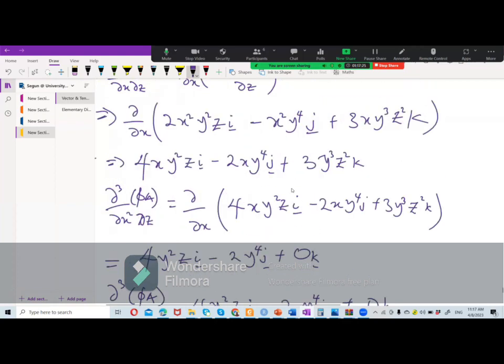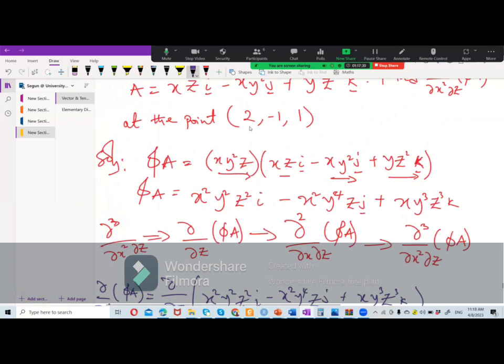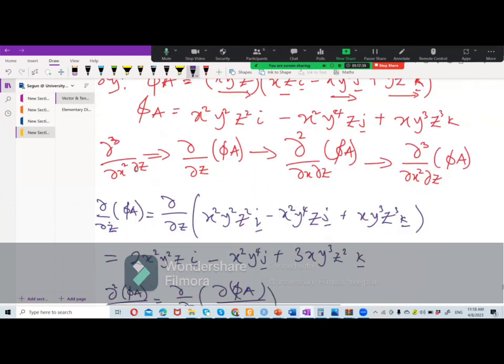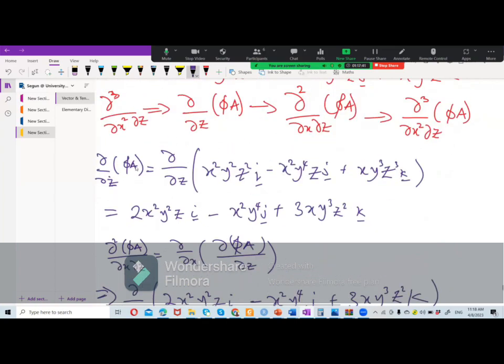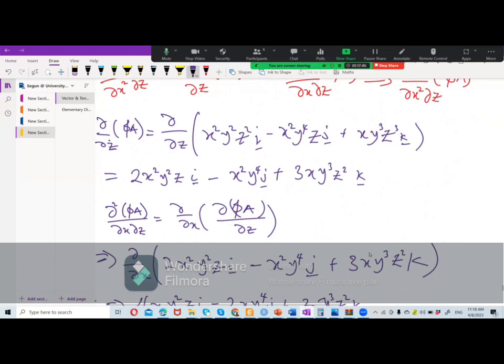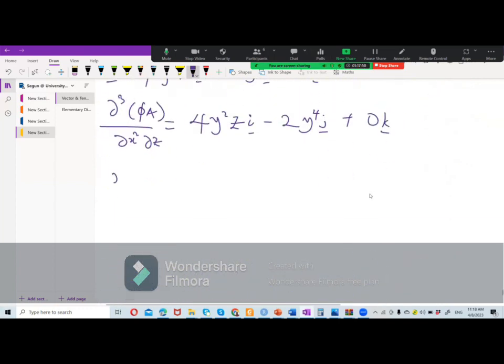Remember, there is a boundary here. We are given the boundary. They said, find this at the point 2, minus 1 and 1. So for us to do that, we need to represent it here. Now, at the point x equals 2, y equals minus 1, z equals 1.